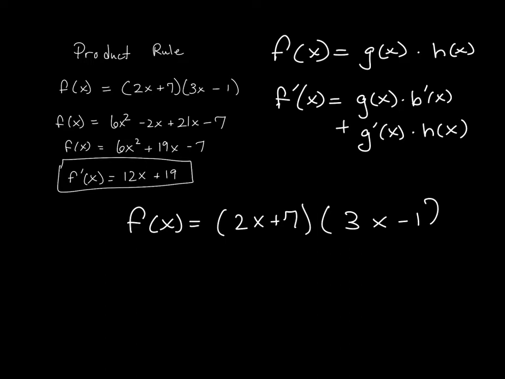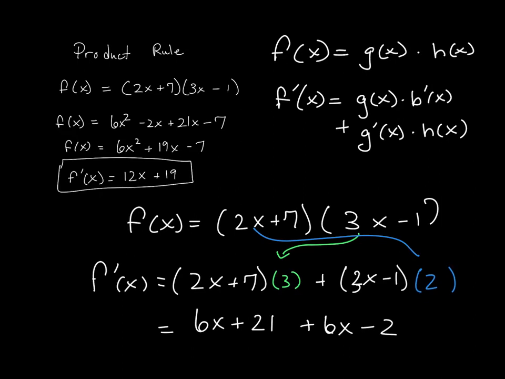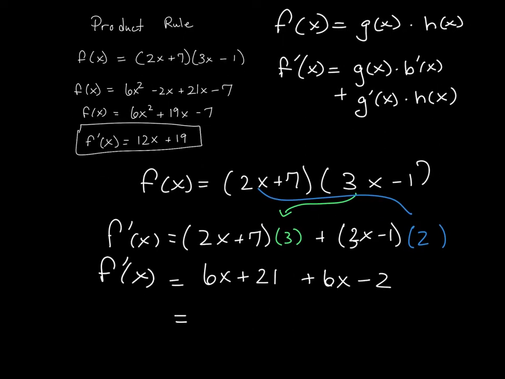So let's go ahead and do this. What I'm going to do is keep my first function the same, so that is going to be 2x plus 7. Now I want to take the derivative of the second function, which in this case is 3. Add that to my second function, which is 3x minus 1, times the derivative of the first function, which in this case is 2. And let's see what we get. If I multiply this out, I get 6x plus 21. And over here, that is also 6x minus 2. So yes, and those numbers should look familiar. It is 12x plus 19.